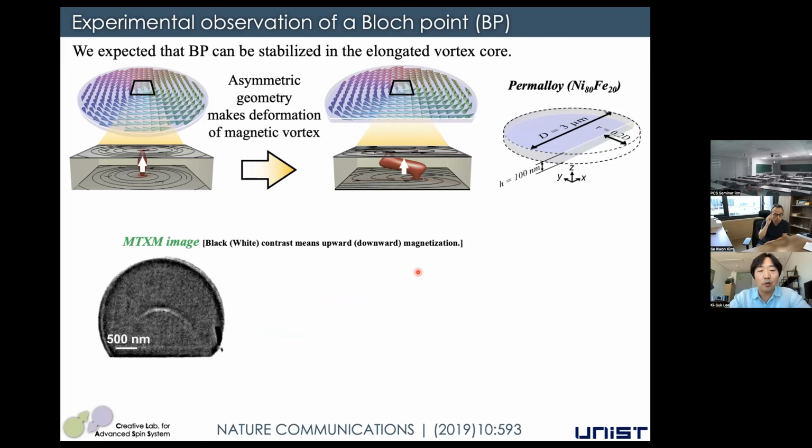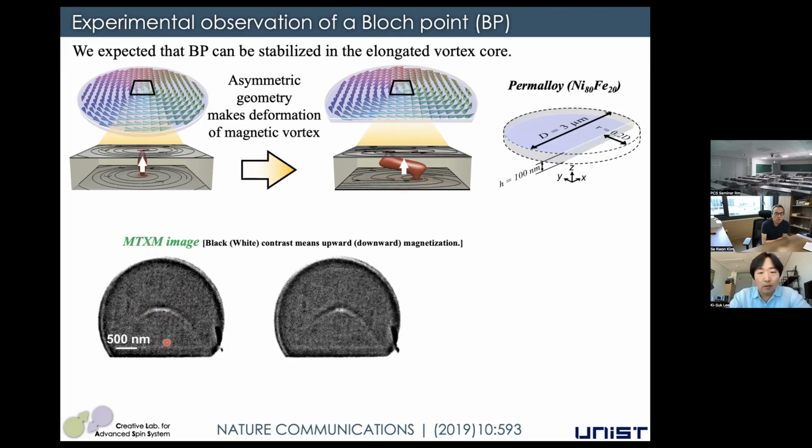Okay, here are our measurement results. First, we obtained these MCD signals, and white indicates the elongated core structure, okay? And a downward core structure. And we repeated the experiments.